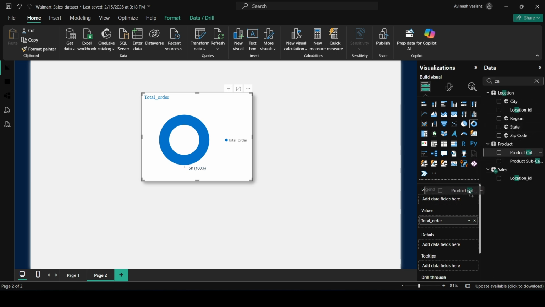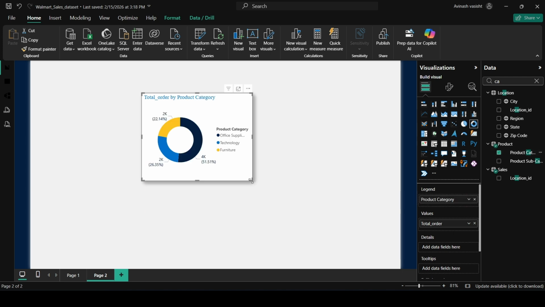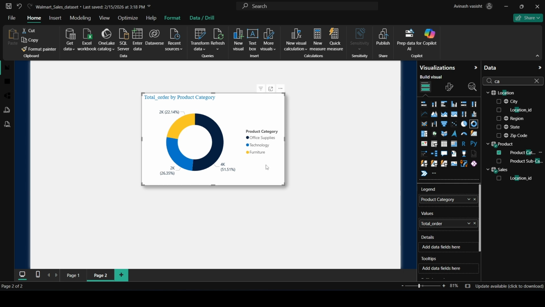In the category, product category, we will fill it in the legend part, and we can see with the help of the donut chart that office supply is the major category contributing the most to the sales, followed by technology and furniture. And that's how it helps us find the relationship between sales and the categories.